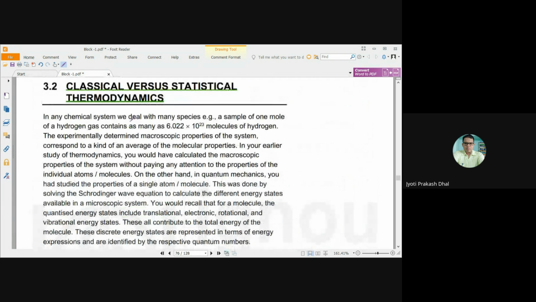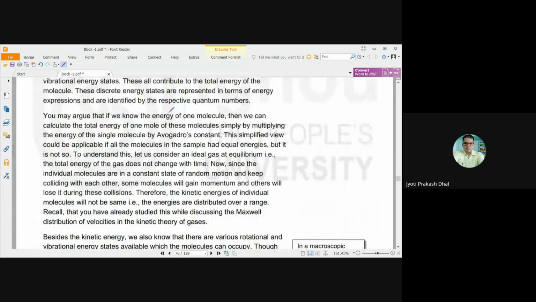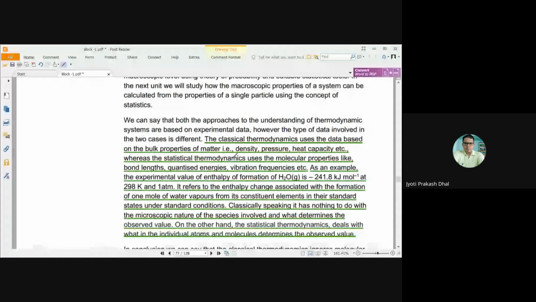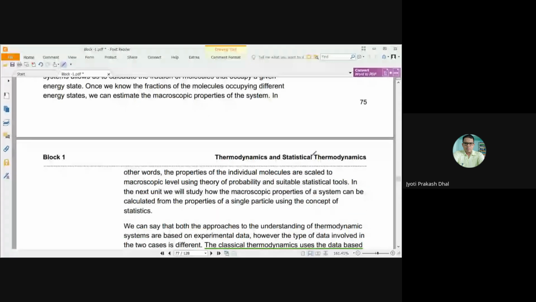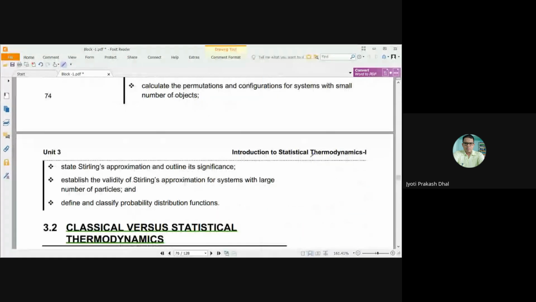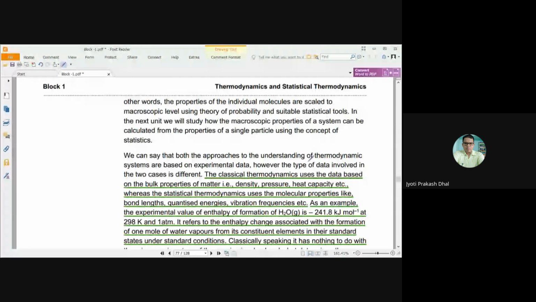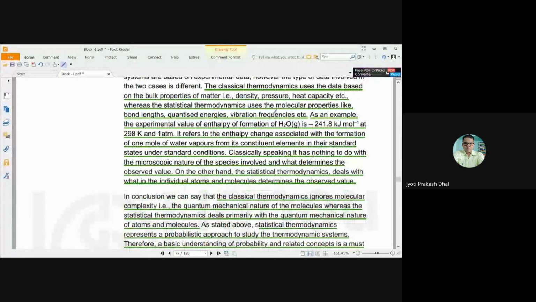So the first one is classical versus statistical thermodynamics. Here, in order to compare classical thermodynamics and statistical thermodynamics, we should consider different types of examples. The classical thermodynamics uses the data based on the bulk properties of the matter. Already we have discussed that. So classical thermodynamics deals with the bulk property.